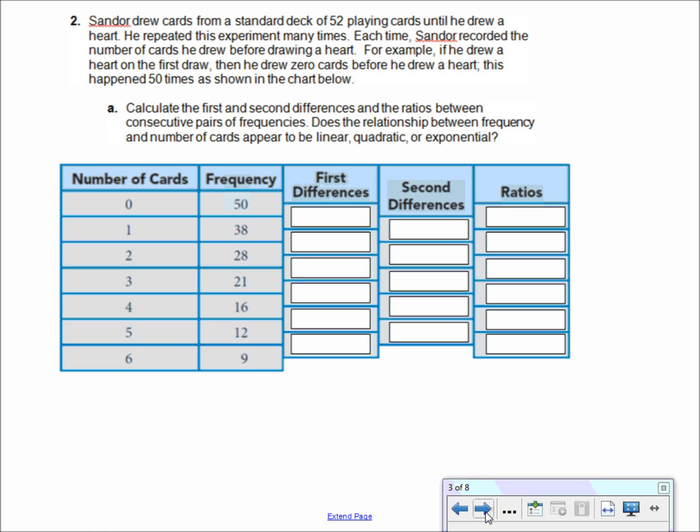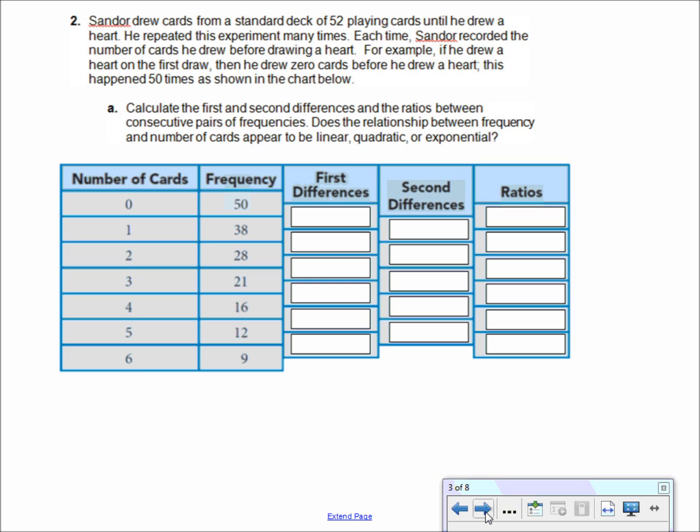Okay, so we started doing this yesterday, and now we're going to continue. So Sandor drew cards from a standard deck of 52 playing cards until he drew a heart. He repeated this experiment many times. Each time, Sandor recorded the number of cards he drew before drawing a heart. For example, if he drew a heart on the first draw, then he drew 0 cards before he drew a heart. This happened 50 times as shown in the chart below.